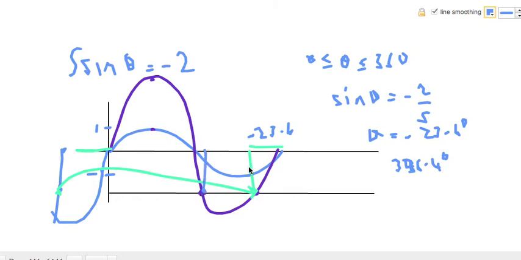That one, because it's a symmetrical curve, must be 180 plus the same distance. Sorry about my rubbish drawing here, but symmetry would be that that's the same distance to there. So it's 180 plus 23.6, so that's 203.6. And there will be our two answers. Let me rub that out, make it a bit clearer. So 336.4 and 203.6 degrees.